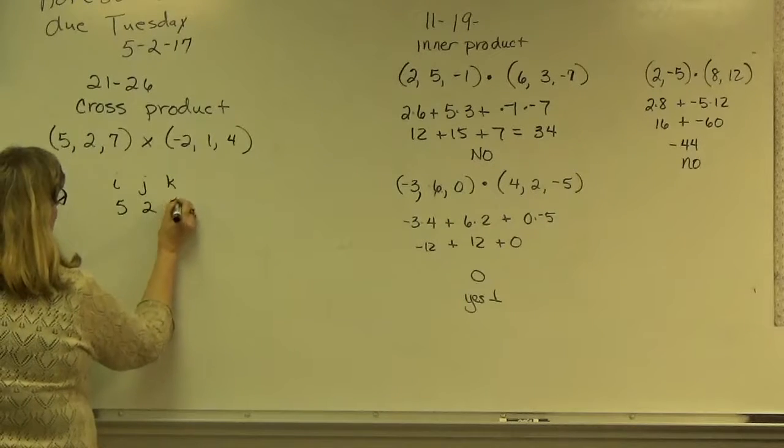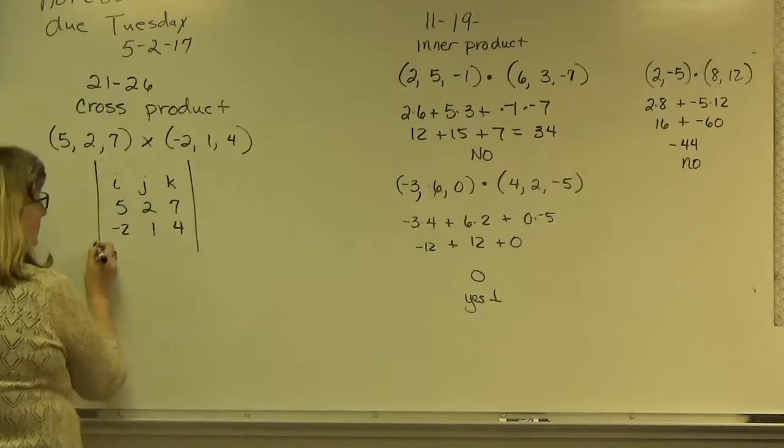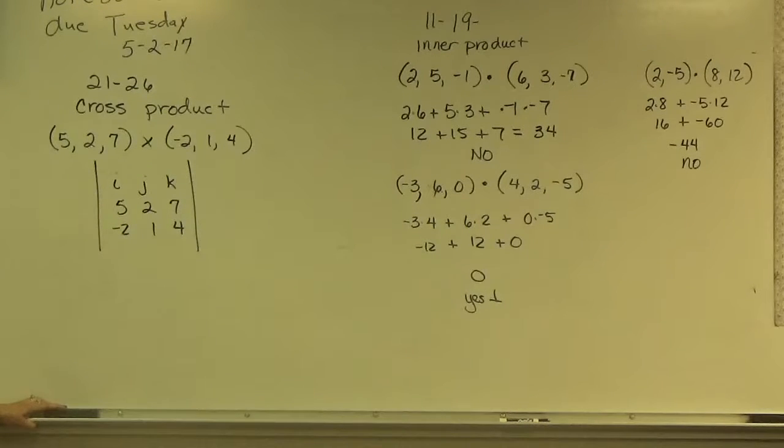5, 2, 7, -2, 1, 4. Now what is that? If you guys remember from matrices, in fact, it's a determinant, right? Because it's a square matrix. Yes, it's a 3 by 3. Now, how do you evaluate a 3 by 3 matrix?